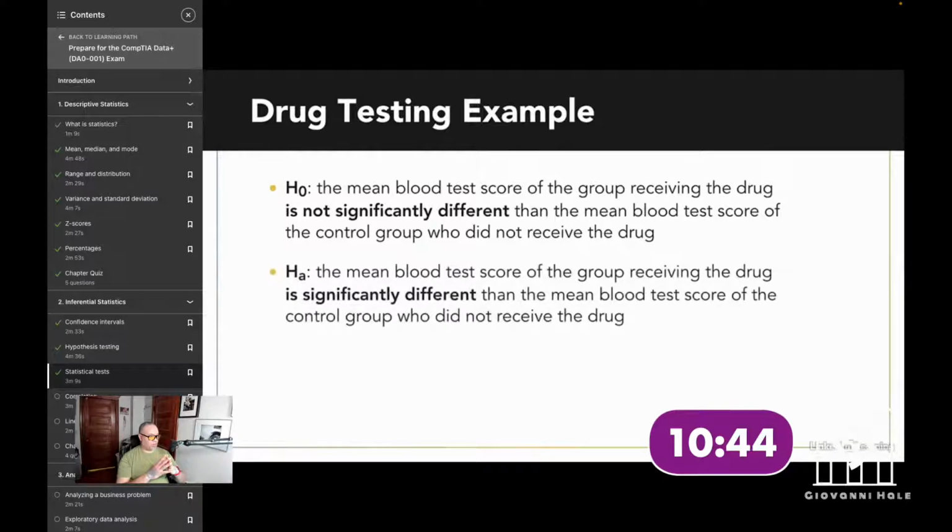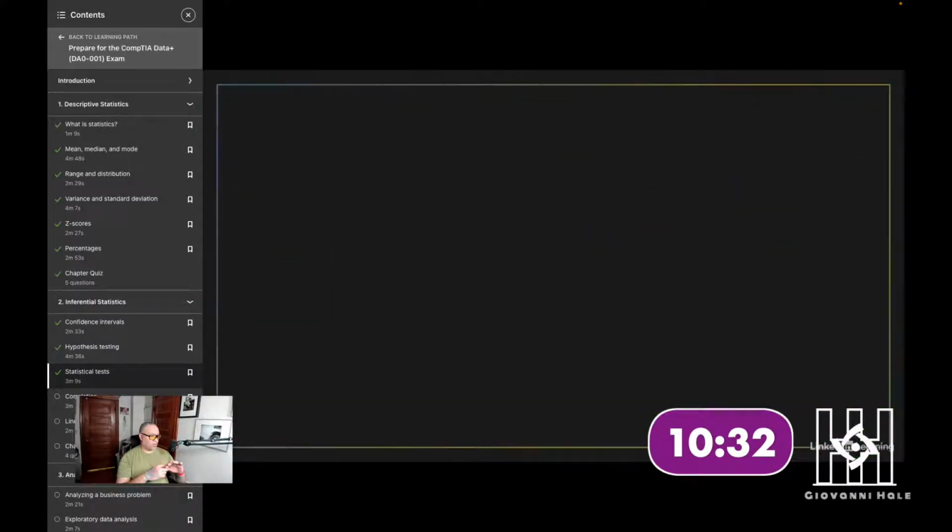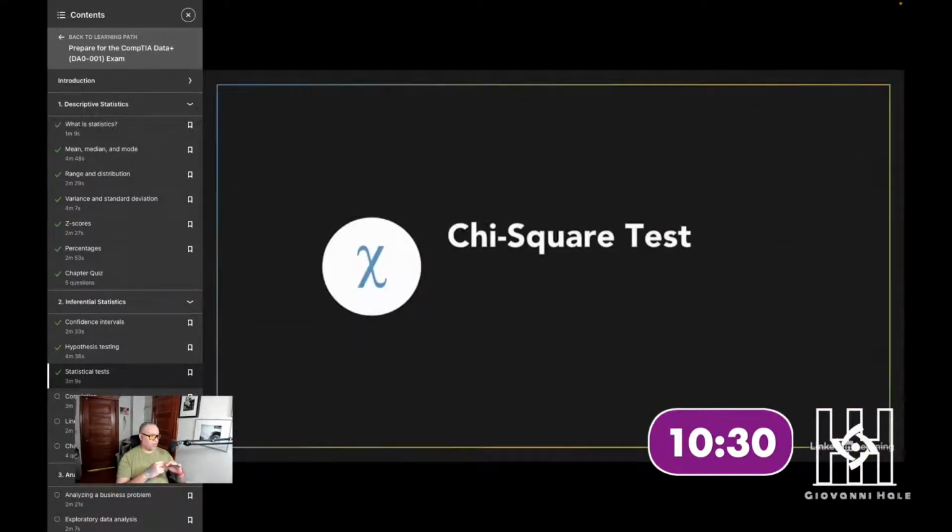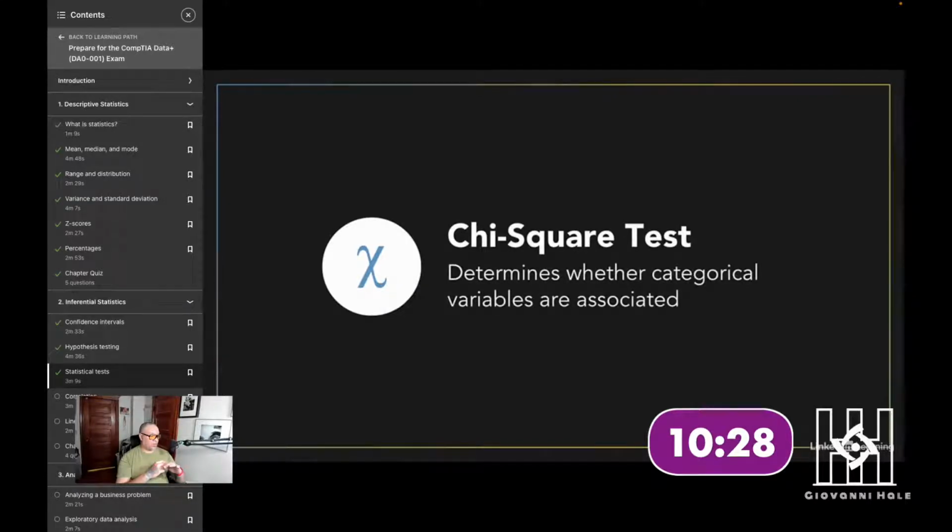Your alternative hypothesis would be that the drug does have an effect, and that the mean blood test result of the group of people treated with the drug was significantly higher than the mean blood test result of those who did not receive treatment.